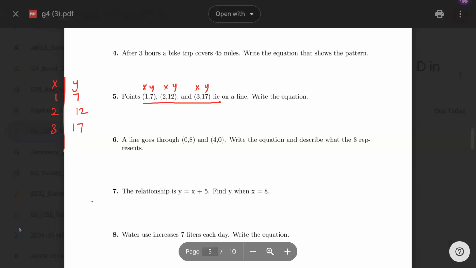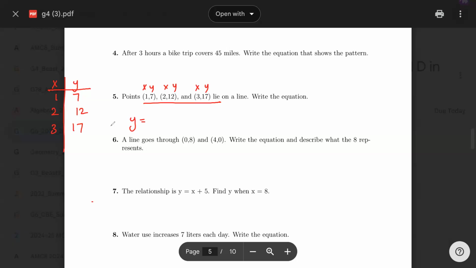Yes, Sanskriti, tell me. Would y equal to 5x plus 0? Wonderful. Partially right. Good job. Y will be equal to 5x plus 0. How did you find that, Sanskriti?